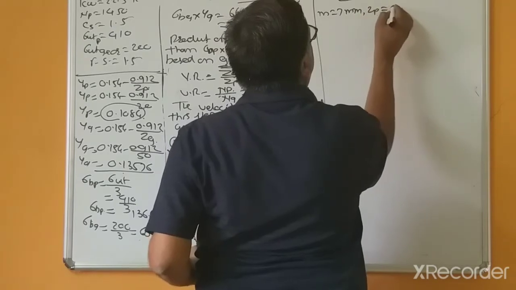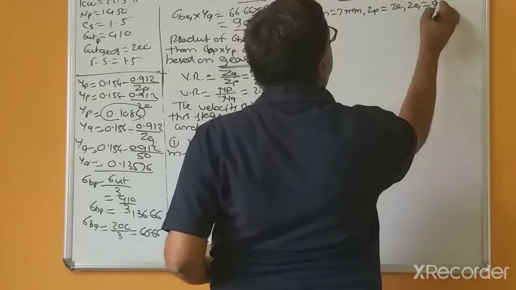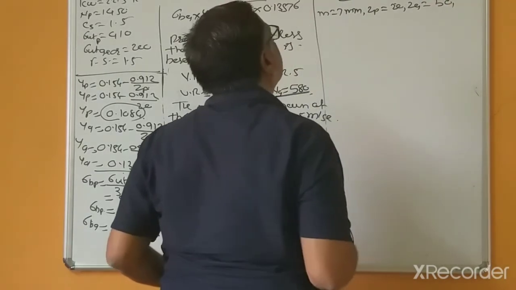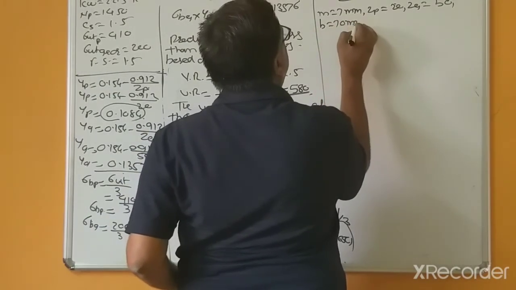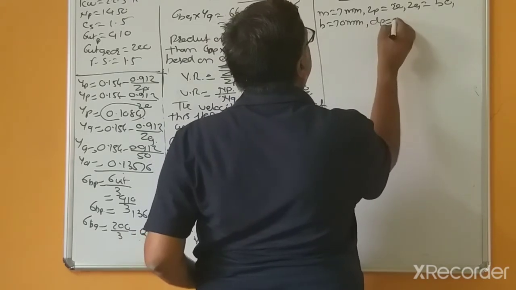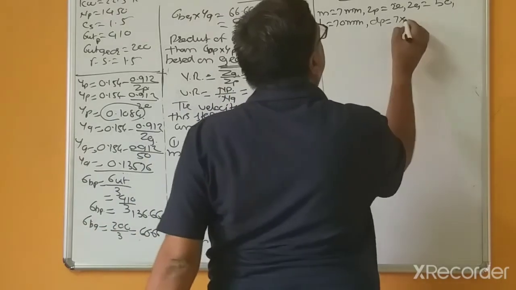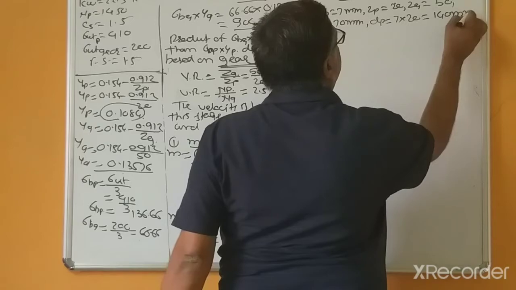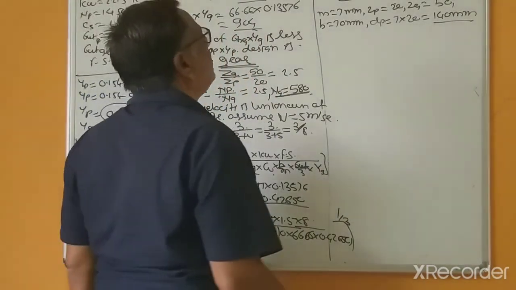ZP 20, ZG, sorry, this is 50, B equal to 70 mm, DP equal to 7 into 20, 140 mm. So this DP, pitch circle diameter for pinions, this is important.